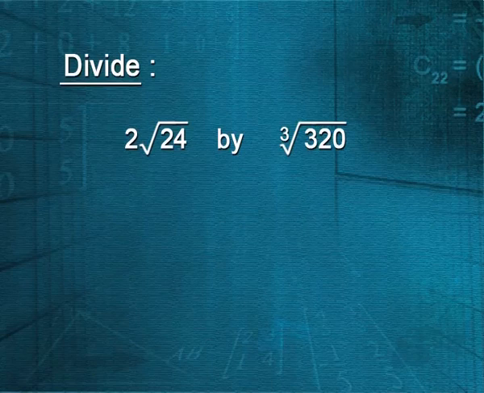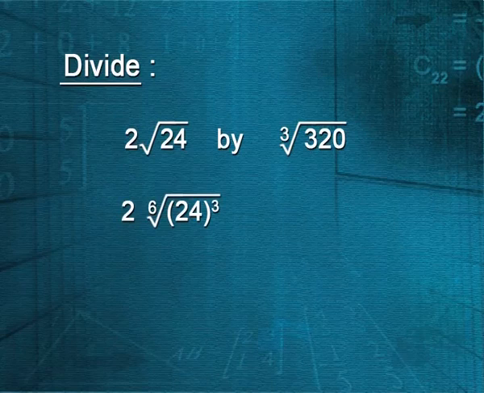2 root 24 can be written as the 6th root of 24 cubed. Now, observe what we have done in this example. We have multiplied the order of the surd, 2, by 3, and at the same time we have multiplied the power of the radicand by 3. The power of 24 was 1 and now we have multiplied it by 3.